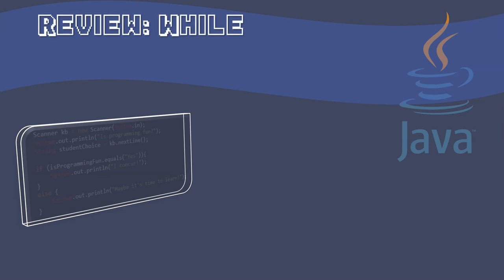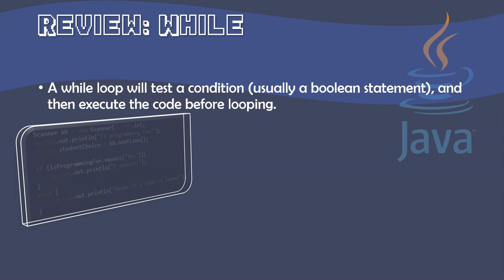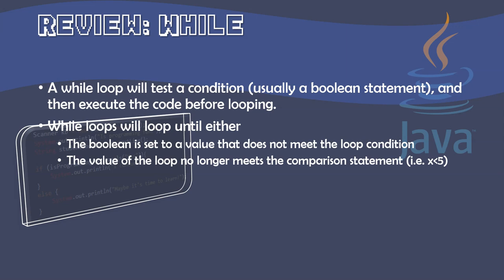So let's start first with just the regular while loop. A while loop is going to first test a condition, usually a Boolean statement, and then it's going to execute the code before looping. Now while loops will loop until the Boolean has been set to a value that does not meet the loop condition. So for example, if we do while true, it's going to run until we have a condition that changes that Boolean to false, and that's going to cause that loop to exit.